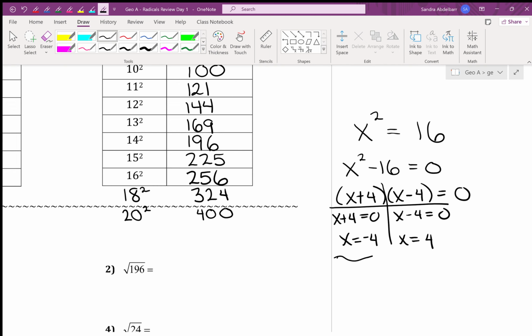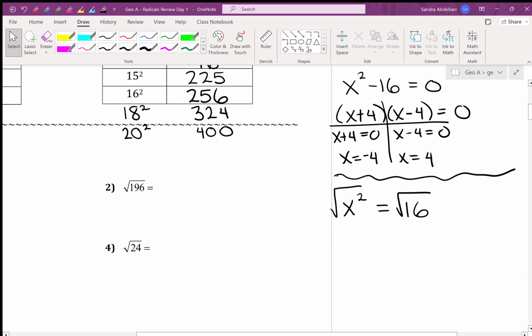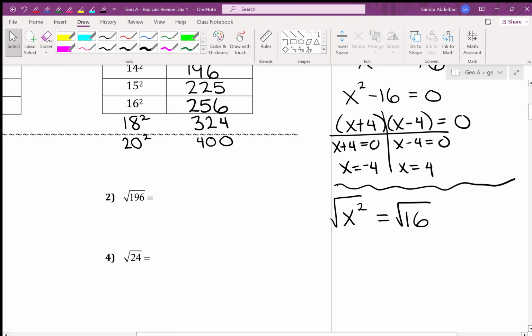The other way you can solve that same exact equation, x squared equals 16, is called the square root method, meaning I'm going to take the square root of both sides. To undo a square, we can take the square root. When you take the square root of something, you're asking yourself, what number times itself gives us the number underneath the radical? So square root of x squared, what variable times itself gives me x squared? x, right?